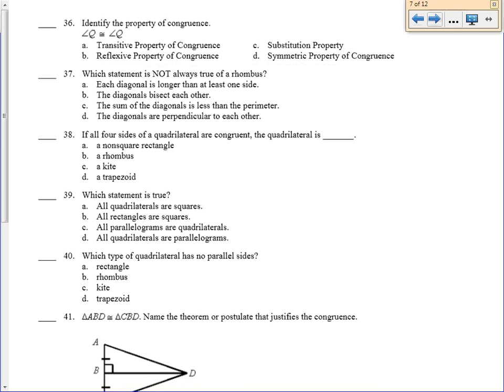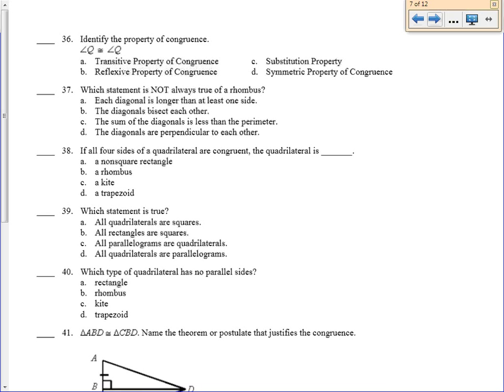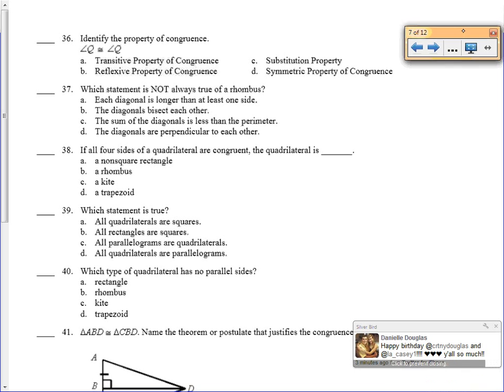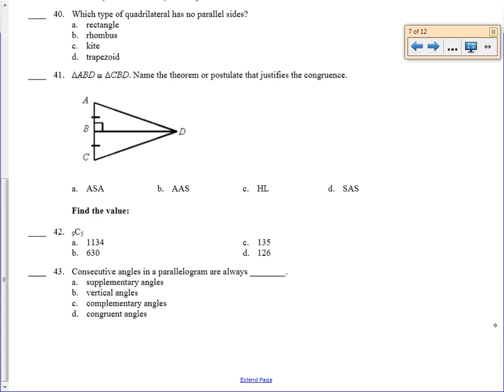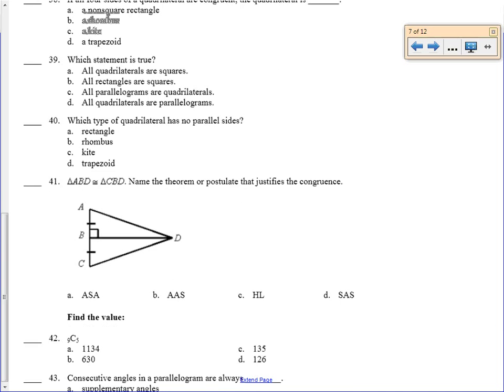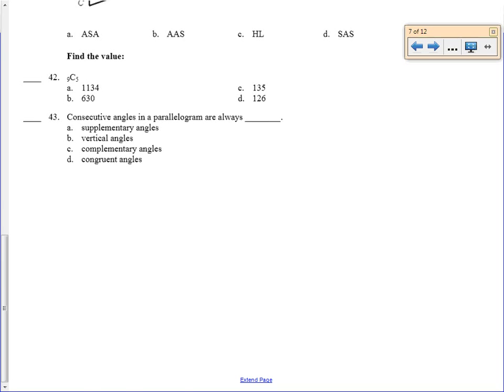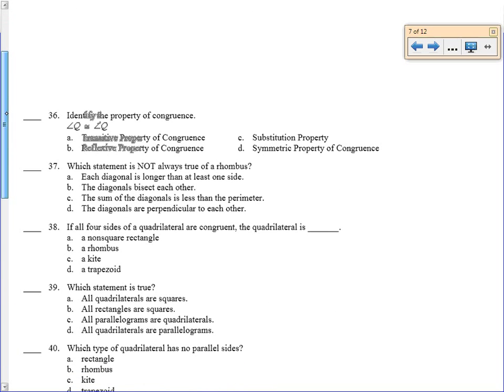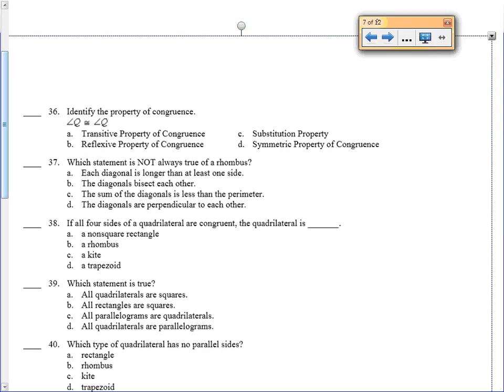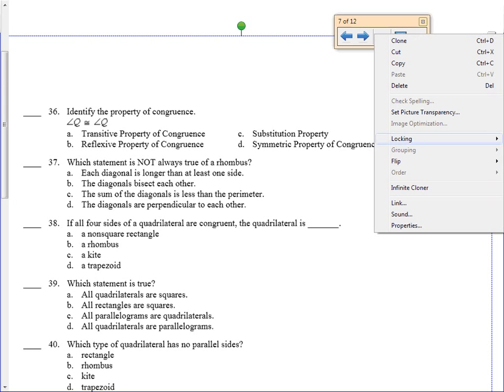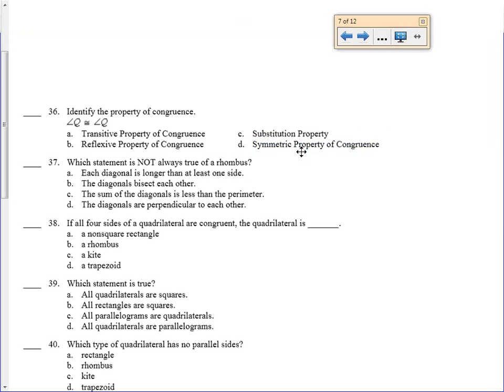26. Identify the property of congruence here. The property of congruence, let's see if I can get this. What number am I on? And 36. Yeah. In 36, it says something's equal to itself. When you look in the mirror, what do you see? Yourself. Your reflection. B, reflexive property of congruence.